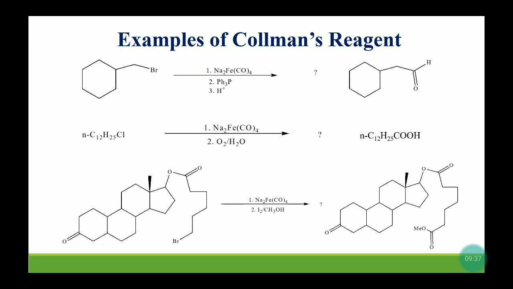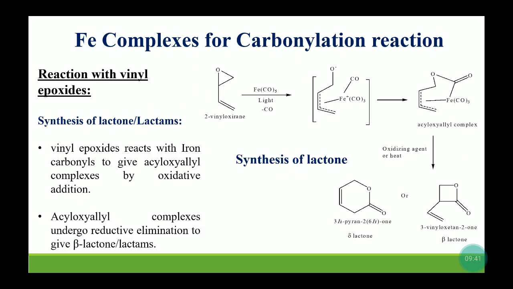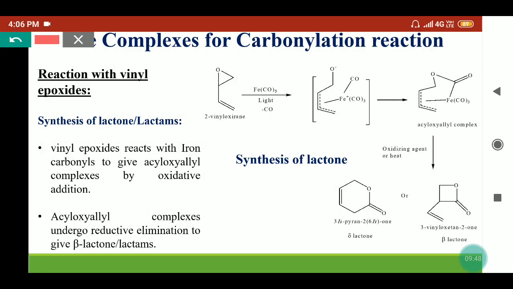Now we'll come to the vinyl epoxides. When iron carbonyl compounds react with the vinyl epoxides, how does the reaction take place? Vinyl epoxides are known as vinyl oxiranes. This is a vinyl group and this is an epoxide. So it is a vinyl oxirane. When it is treated with the iron pentacarbonyl, it will form this complex. This bond will break and we'll get this complex, which further rearranges itself into the acyl-oxy allyl complex. Here this oxygen will attack on this carbonyl and we'll get this complex. And this complex can be rearranged into the beta lactone or delta lactone. But the beta lactone is the major product in this reaction when this acyl-oxy allyl complex is treated with an oxidizing agent or thermal radiation.